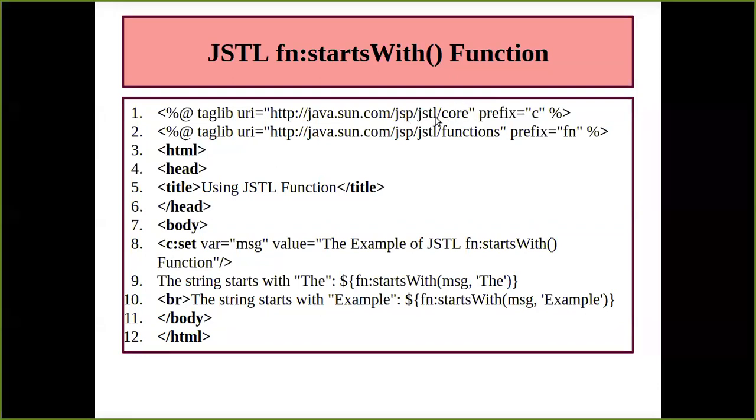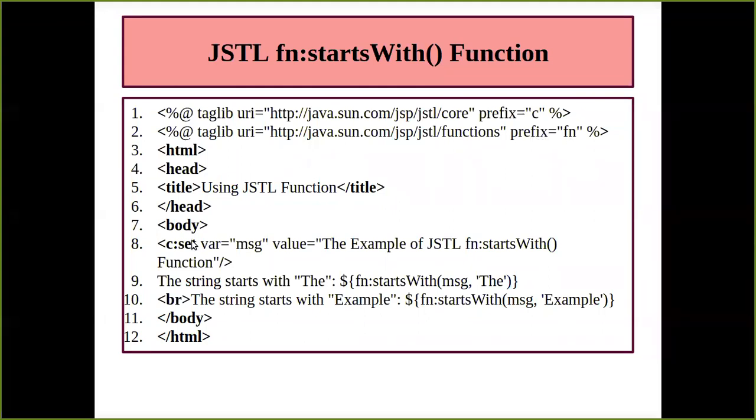The only thing that changes is the last word. If I'm making use of core tags, I'm going to write core. If I'm making use of function tags, I'm going to write functions. Similarly for the rest three tags which we are going to learn today. The other mandatory thing in this syntax is the prefix. For the core tag we write prefix equals c, that is also a defined one, you cannot change it. For the function tag, we write prefix fn.